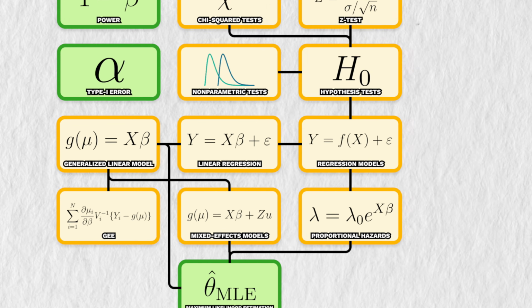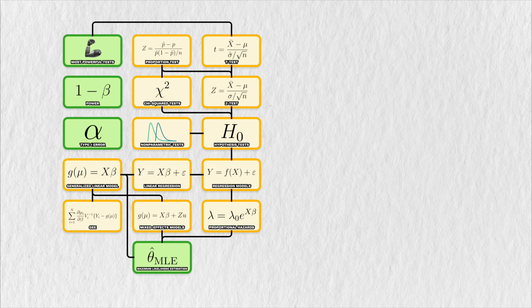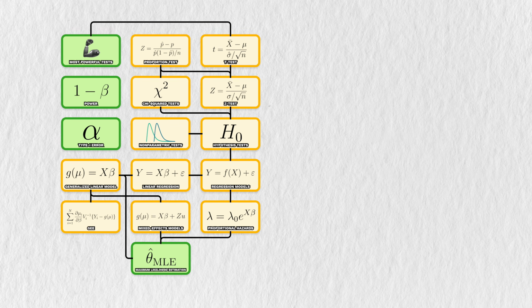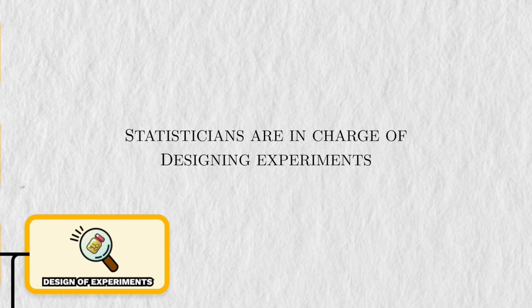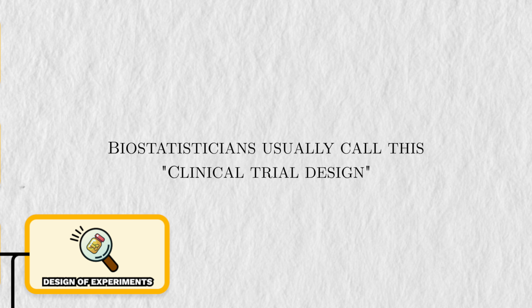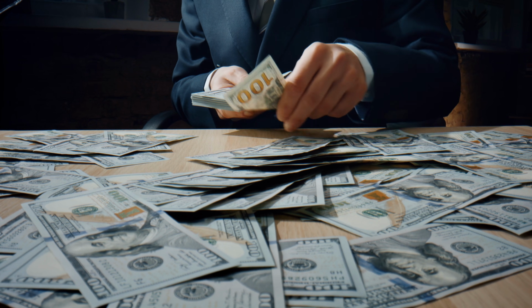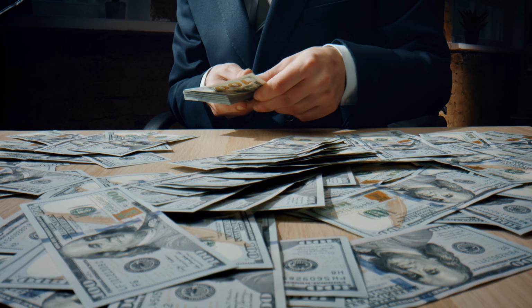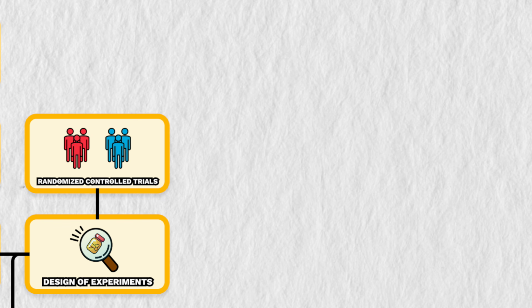When most people think of statistics, I think this is what they have in mind: the analysis of data via hypothesis tests and regressions. But in reality, career statisticians are also in charge of designing the experiments and specifying who, how, and what data we collect in the first place. In biostatistics, this is also known as clinical trial design, but the more general term for it is design of experiments. This is the skill set that earns biostatisticians six-figure salaries, so being skilled here will have big benefits for your wallet.